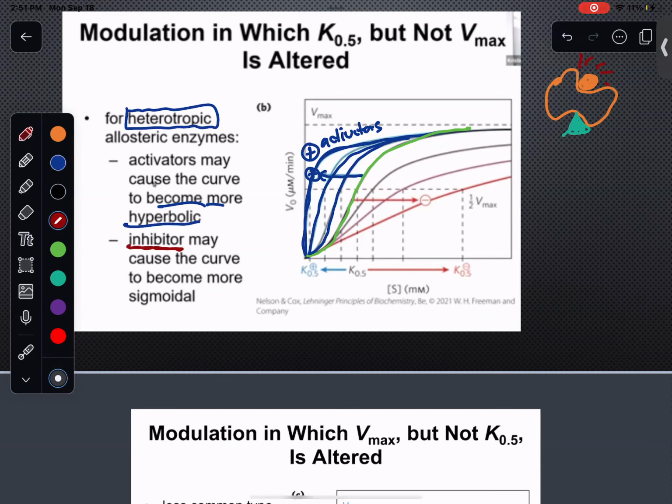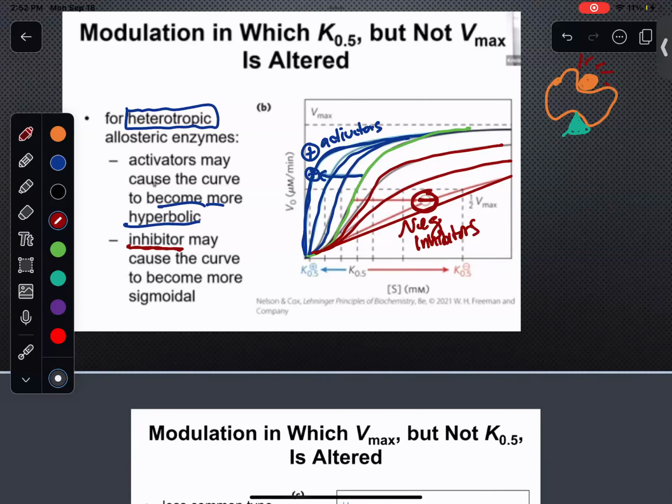Here we have inhibitors. Inhibitors will cause the curve to become more sigmoidal. So we're going to basically be seeing a shift to the right. That's going to give us these. That's going to give us these. I mean, this is more linear than anything, but you get the point. Shift to the right is negative, and shift to the left is positive activators.